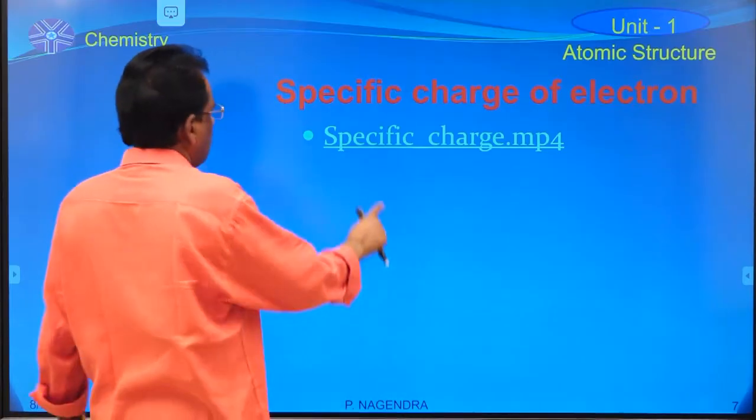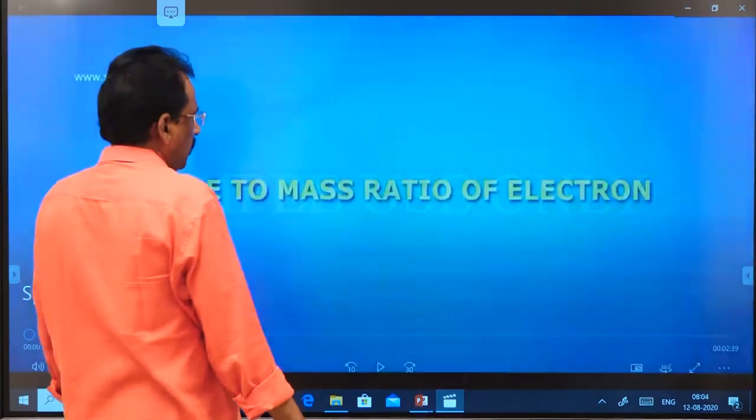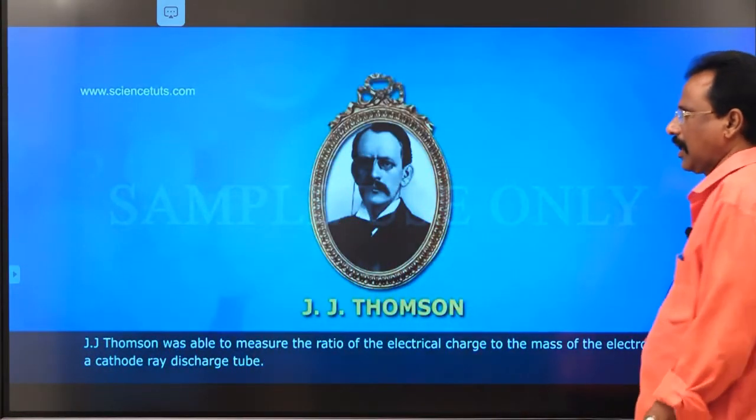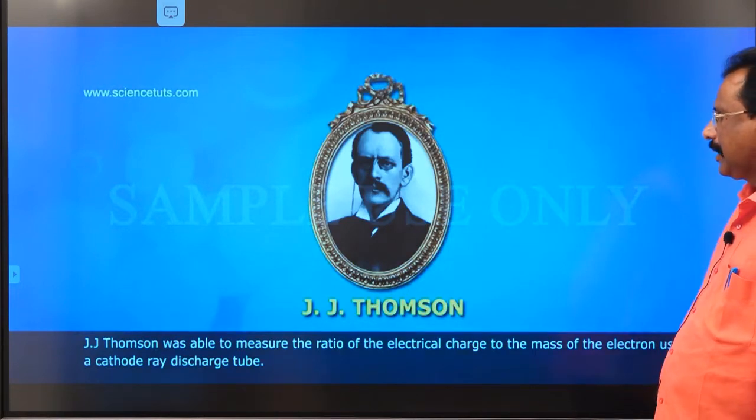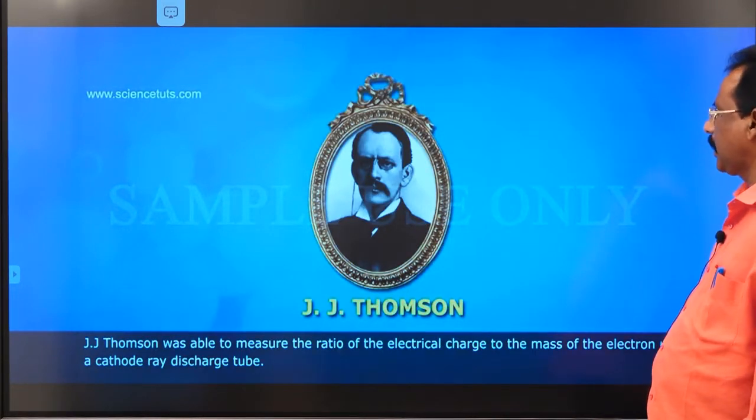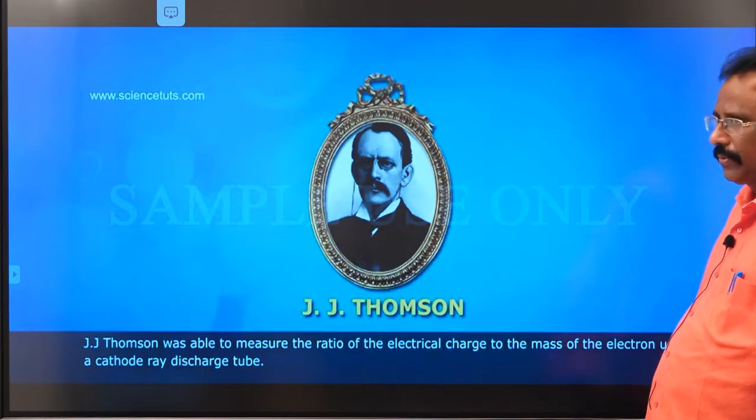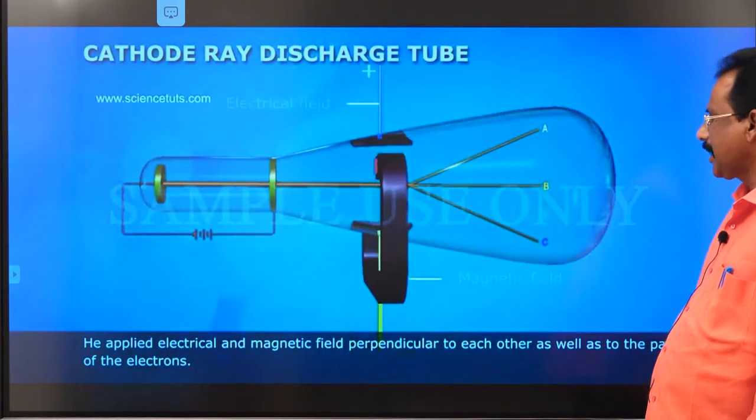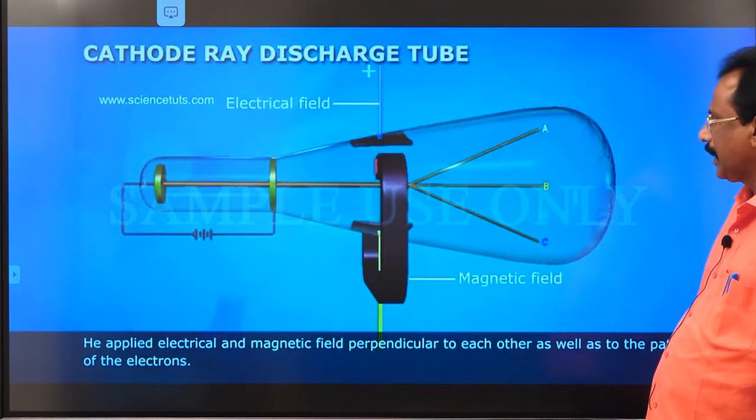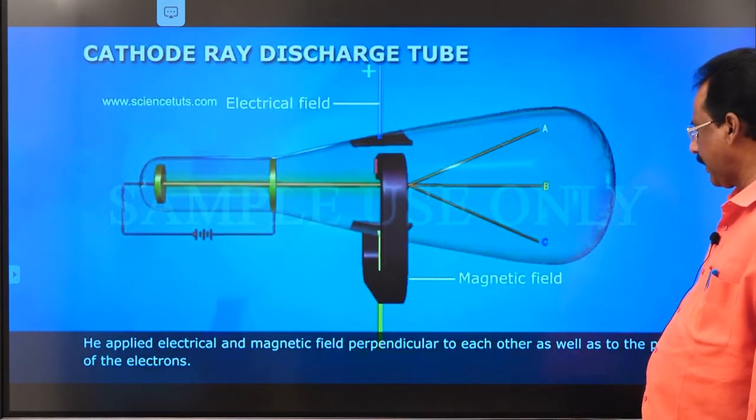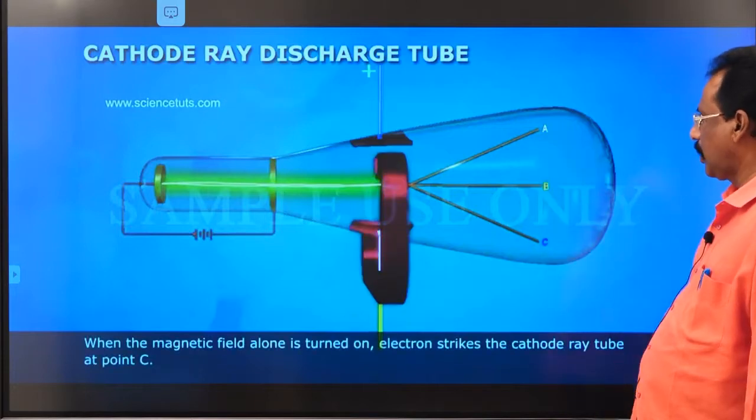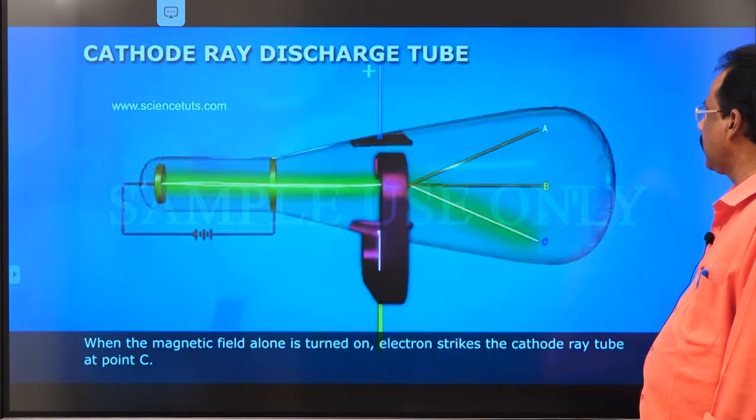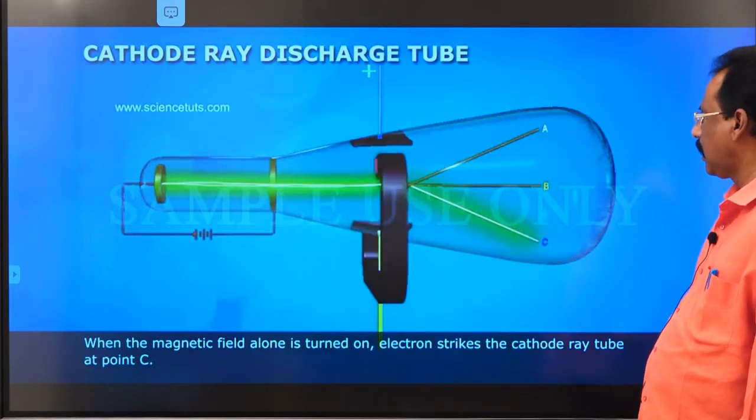Next, this is the original video to observe the specific charge of the electron. So he calculated the charge by mass of the particle value according to J.J. Thomson. Its value is minus 1.76 into 10 power 11 coulomb per gram. So this is the discharge tube experiment, and from this experiment he calculated the specific charge of the electron also.